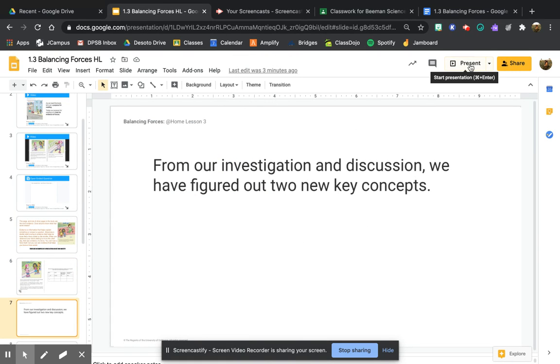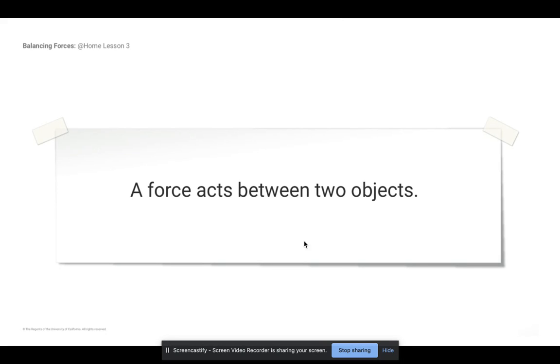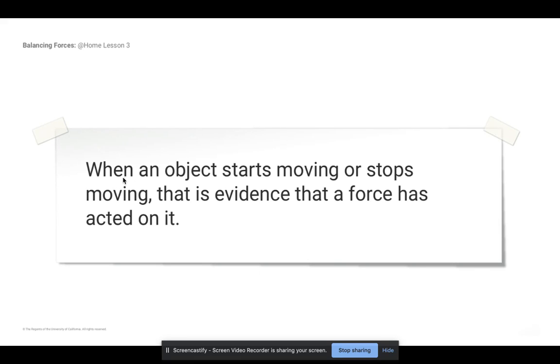From our investigation and discussion, we have figured out 2 new key concepts. This is 2 new bits of information that we now know. Let's look at that. We know that a force has to act between 2 objects. And when an object starts moving or stops moving, that is evidence that a force has acted on it.